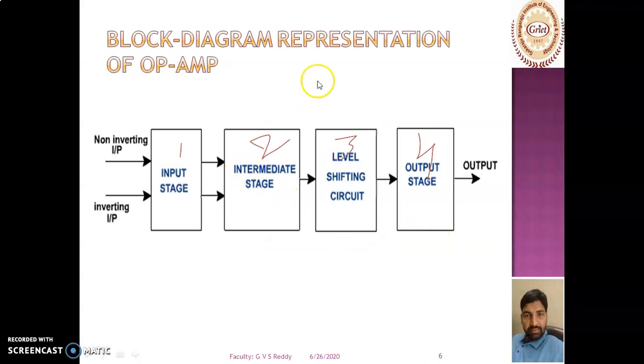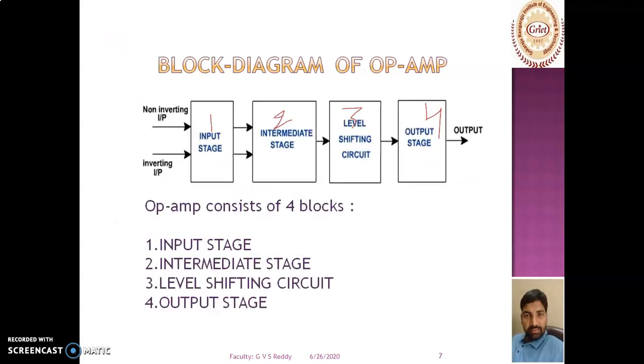An operational amplifier consists of 4 blocks. The first block is input stage, second block is intermediate stage, third one is level shifting circuit, and the last one is output stage. Here, these 4 blocks are cascaded.